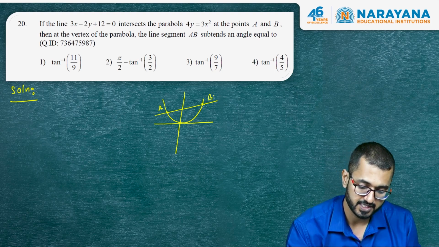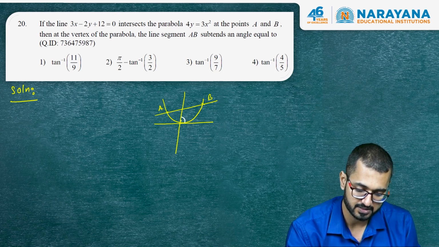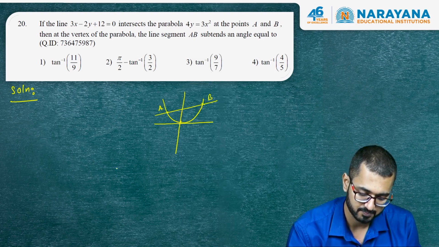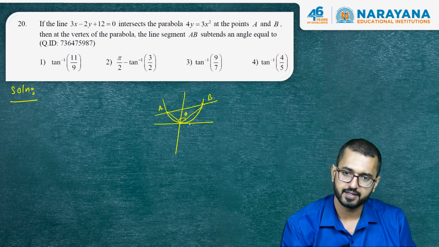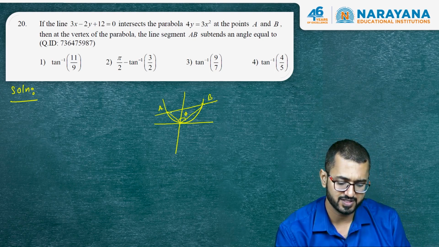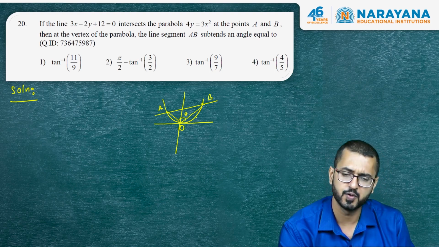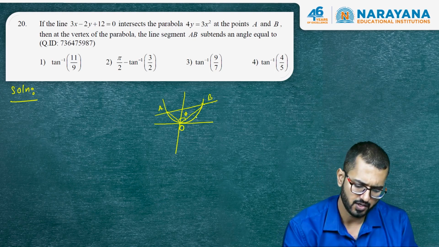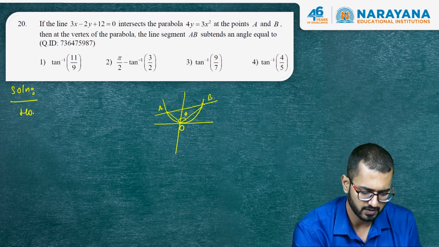And then at the points A and B, at the vertex of the parabola, the line segment AB subtends an angle equal to what? So basically they want this angle. What is this theta? So here there are two possible ways. You can either put this line into the parabola and find this point of intersection, then find the slopes of OA and OB and then solve, or you can simply use the concept of homogenization, right? So what we will do, we will homogenize the parabola.